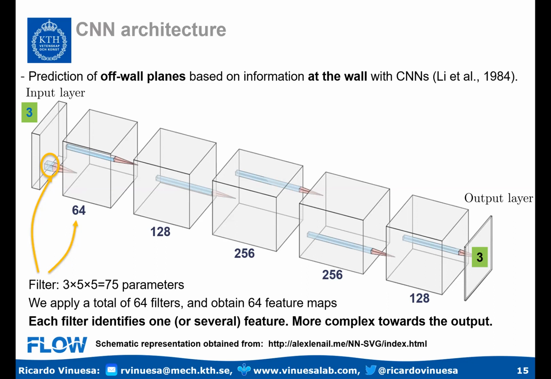So this hierarchical way in which a convolutional neural network learns from images is actually, well, how turbulence behaves to some extent, because turbulence is also hierarchical. So that's why, in principle, it's quite convenient to use this type of architecture for predictions in turbulence.